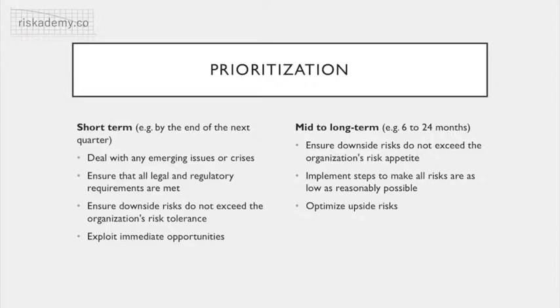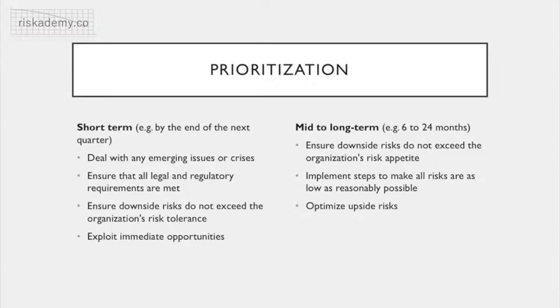For example, dealing with any emerging issues or crises, ensure that legal and regulatory requirements are met, ensure downside risks do not exceed the organization's risk tolerance, and exploit any immediate opportunities. In the mid to long term, you'd be looking to ensure downside risks do not exceed the organization's risk appetite, implement steps to make all risks as low as reasonably possible, and optimize upside risks.